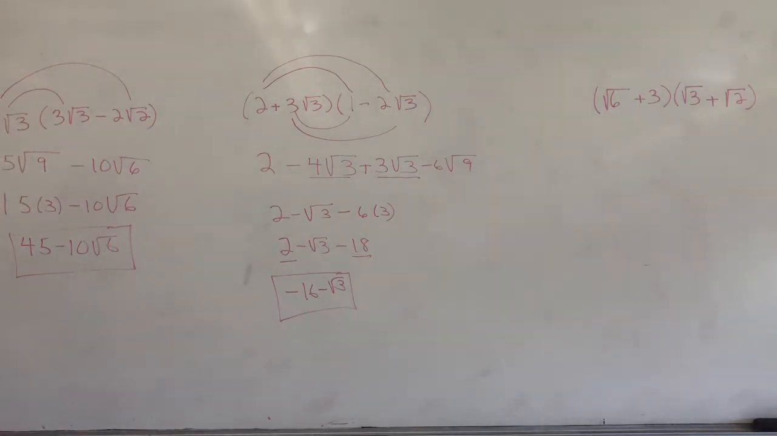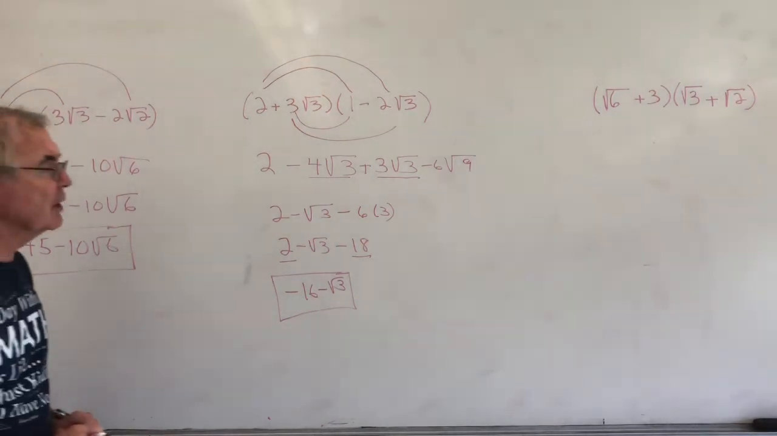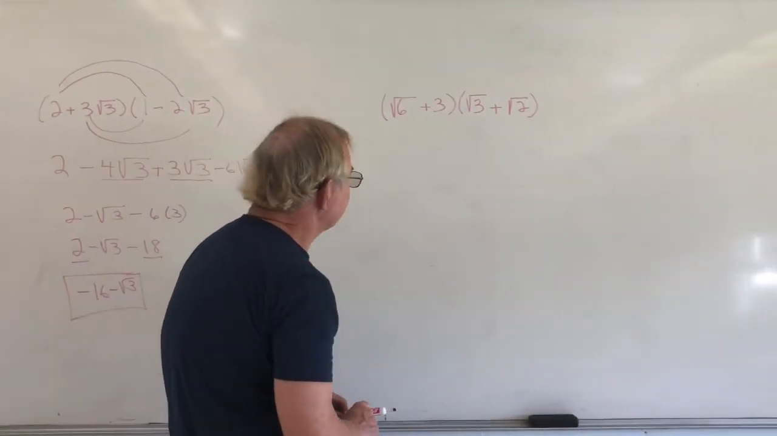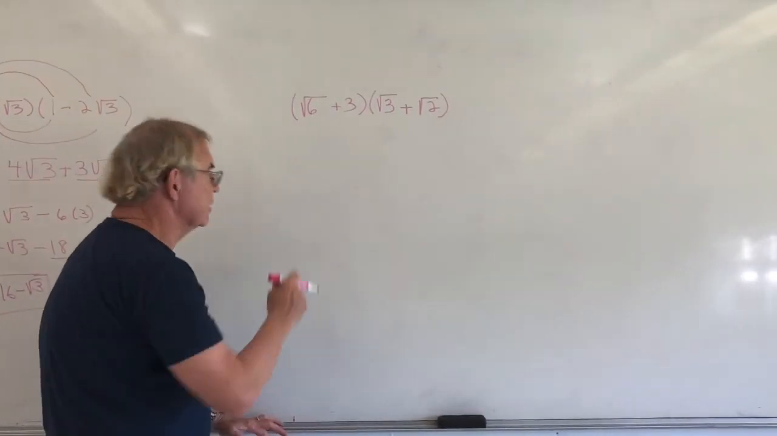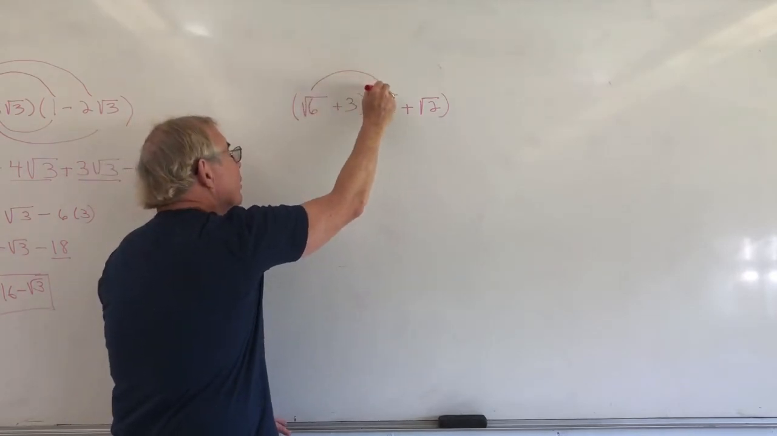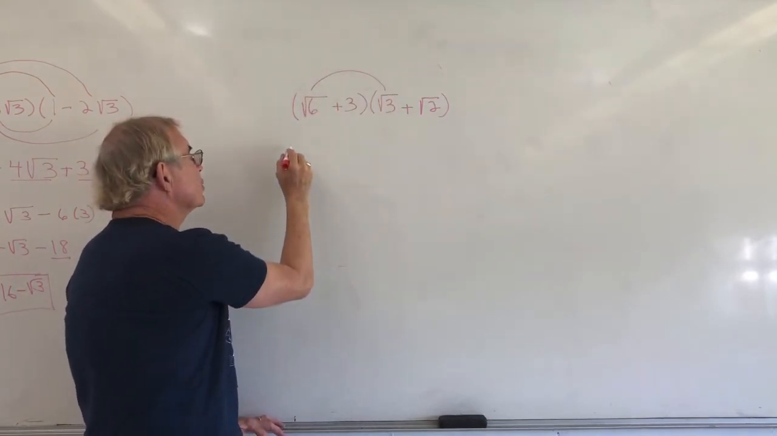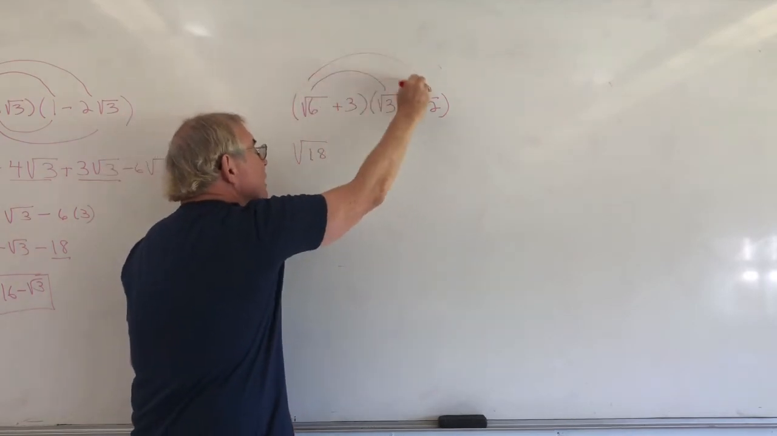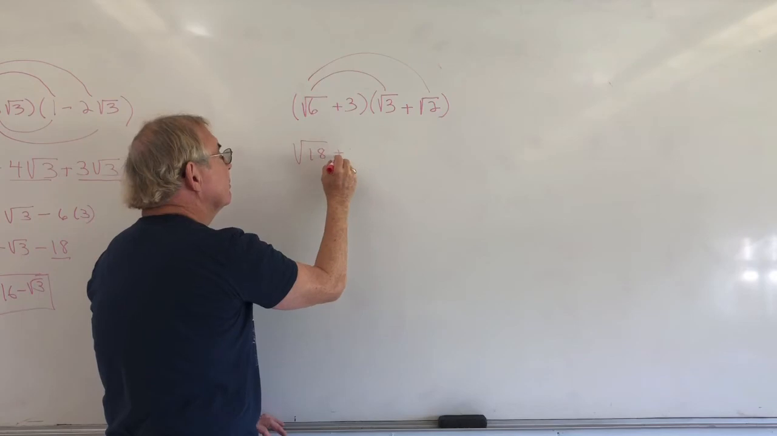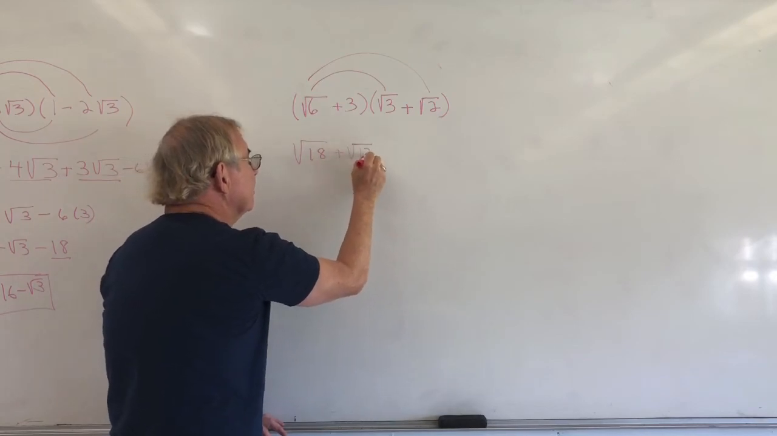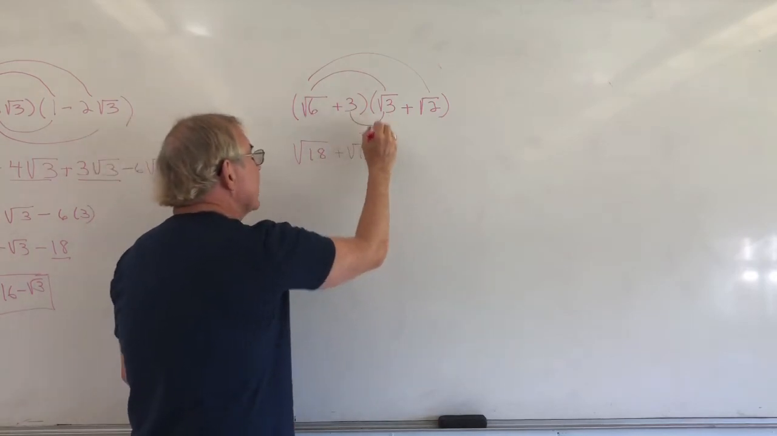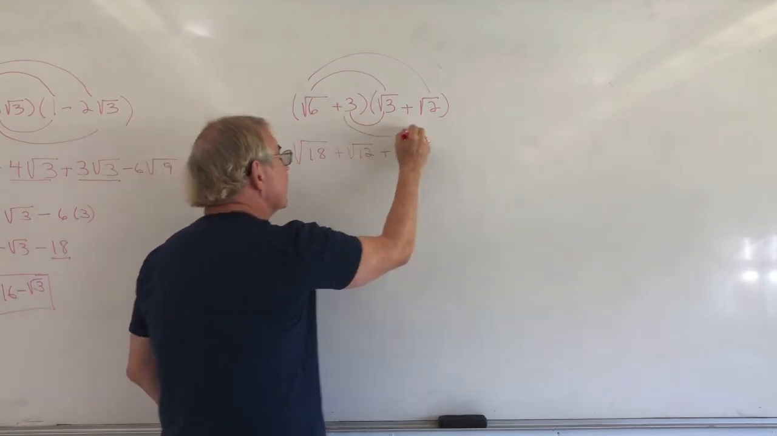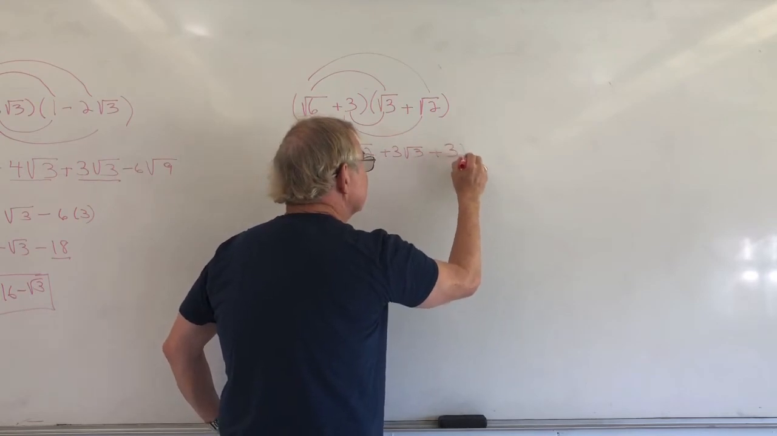Okay? And then our last one is another one foiling, but we have one additional twist to this. So we FOIL or double distribute, that would be the square root of 18. This would be the square root of 12. This would be 3 radical 3. And this will be 3 radical 2.